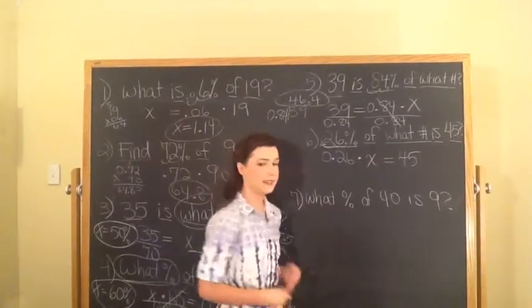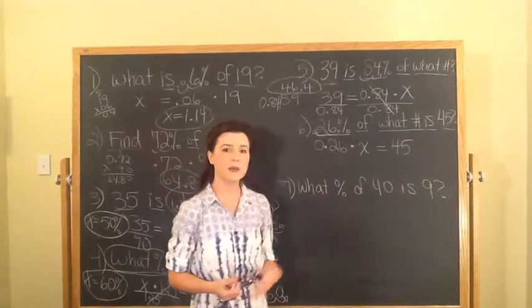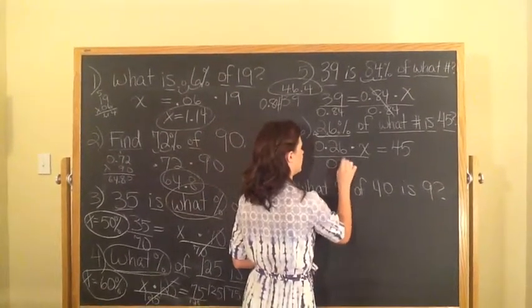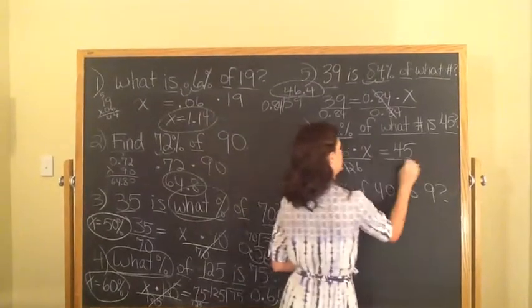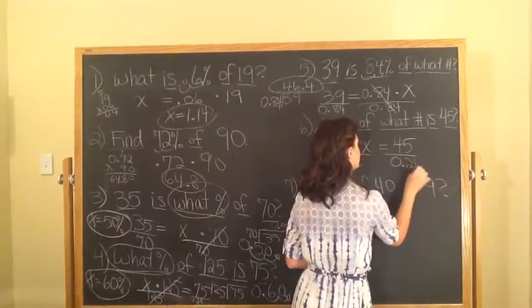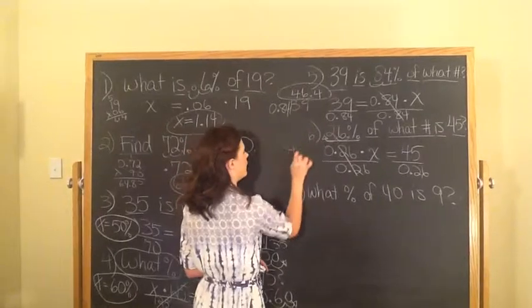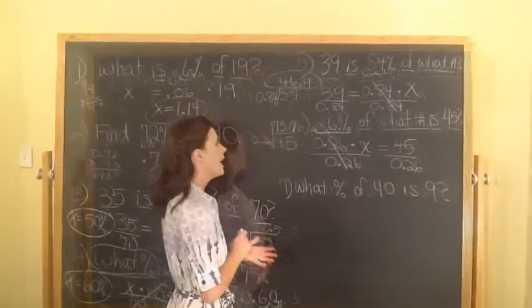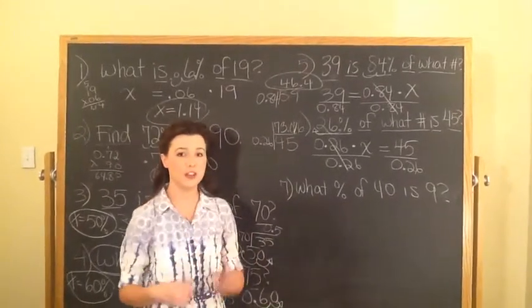So now we got to solve for X again. And since we're multiplying over here, we're going to divide by 0.26 to do the inverse operation. So let's go ahead and set it up. We have 45 divided by 0.26. You're going to get 173 and 7 hundredths.